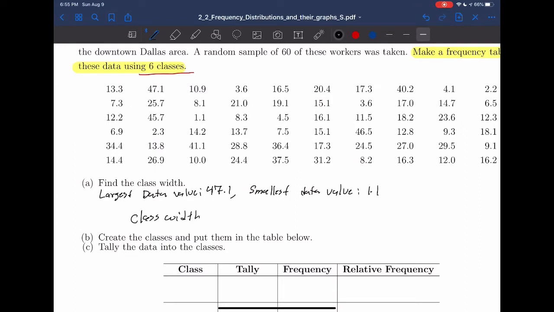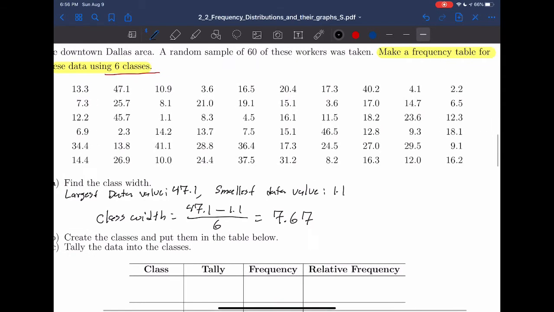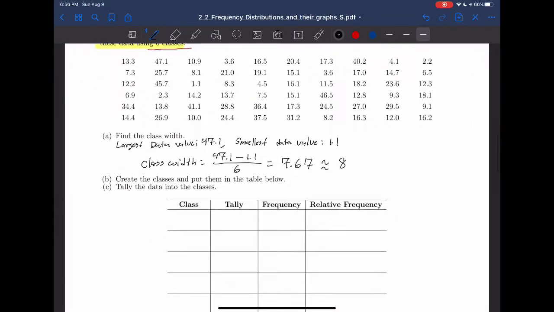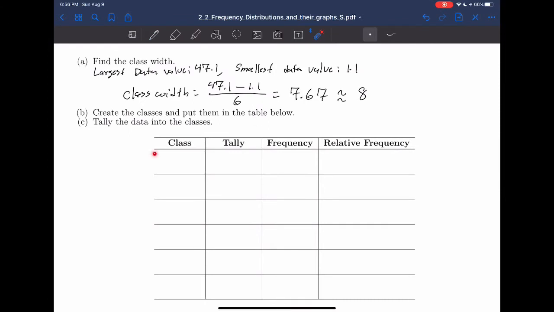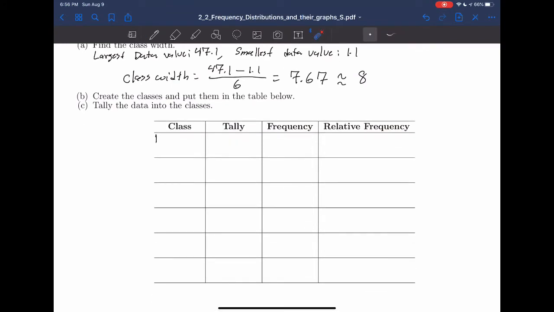Our class width will be the largest data value minus the smallest data value over the number of classes that we want, and we want 6. So this gives us 7.67, which we round up to 8, the next highest whole number. Then we want to create our classes. So we want to figure out the lower limit of our first class. A little reminder that it needs to be something slightly less than the smallest data value. So 1 is a pretty good candidate.